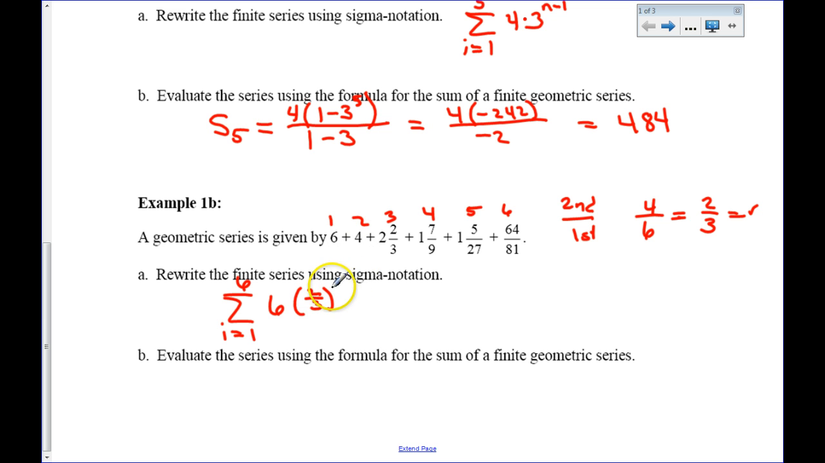Yep, to the n minus 1. We're just setting it up as sigma notation at first. Okay? All right, so the second part, you're going to say S sub 6, because there's 6 n's, right? And this is going to be 6 times 1 minus 2/3 to the 6th power, all over 1 minus 2/3.